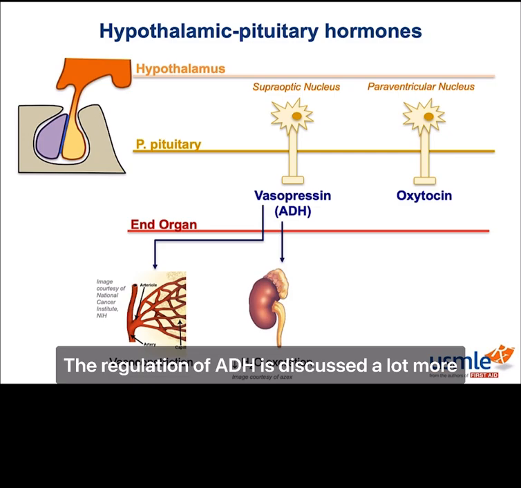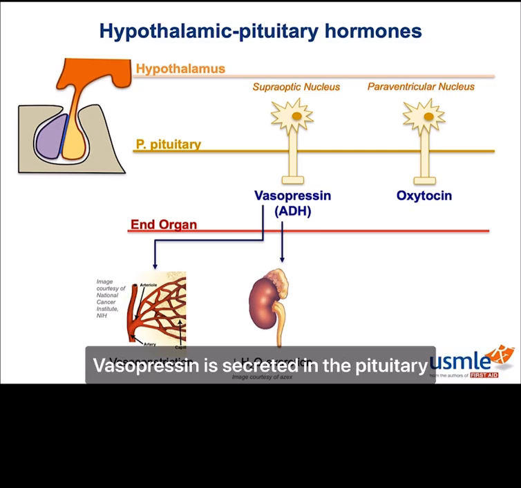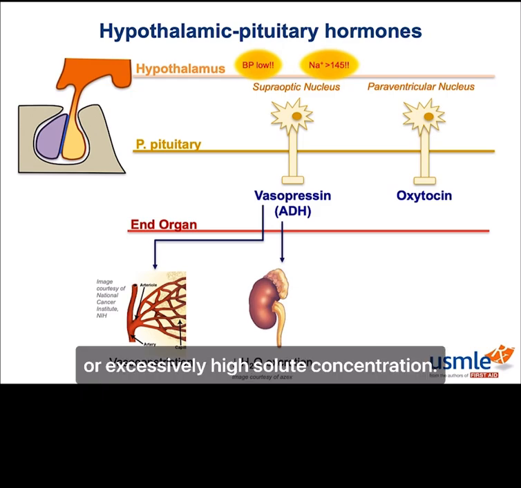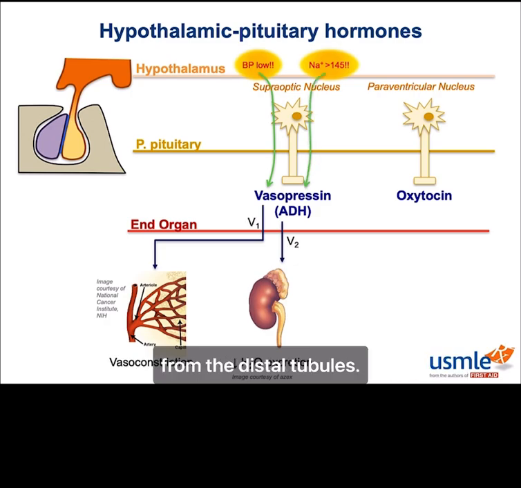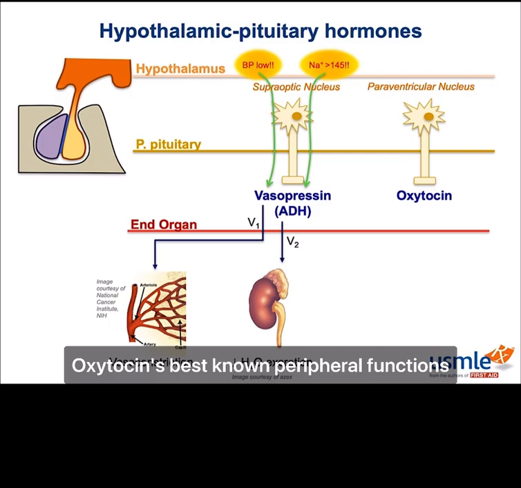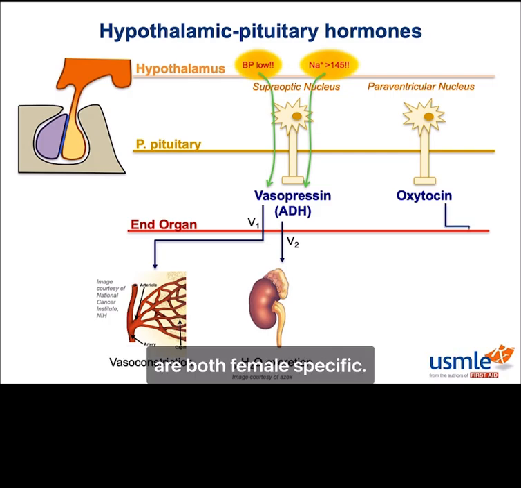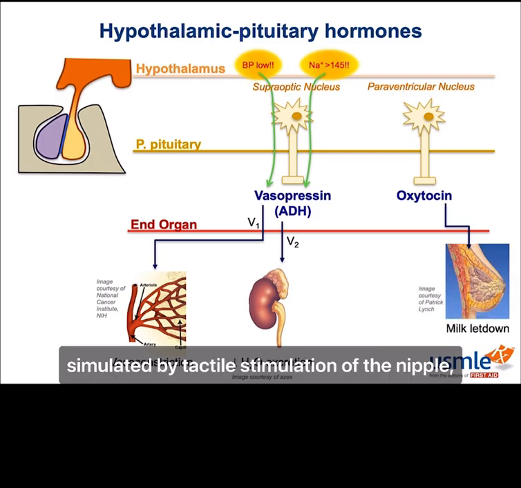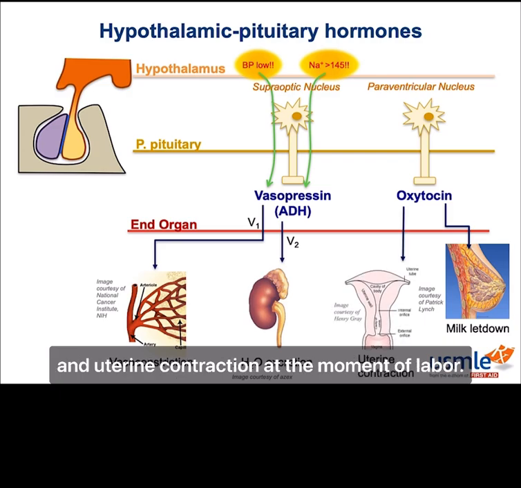The regulation of ADH is discussed a lot more in its own section of endocrine physiology, but the feedback loop is pretty self-explanatory. Vasopressin is secreted in the pituitary in response to the hypothalamus sensing either low blood pressure or excessively high solute concentration. Vasopressin fixes the first by vasoconstriction, and the second by reclaiming free water from the distal tubules. Oxytocin's best known peripheral functions are both female specific: the milk letdown reflex, stimulated by tactile stimulation of the nipple, and uterine contraction at the moment of labor.